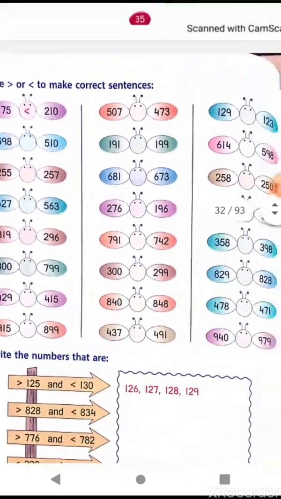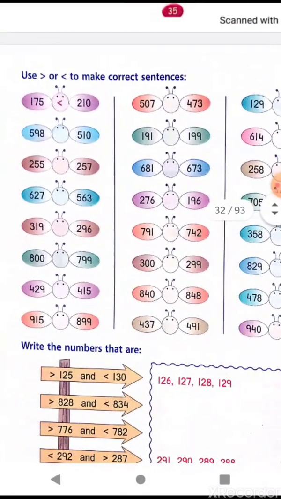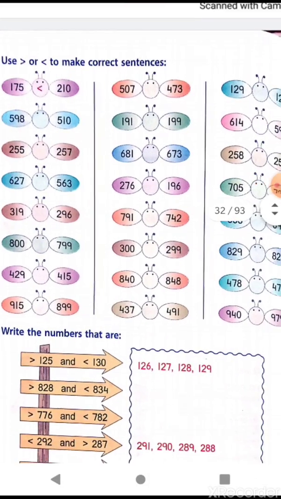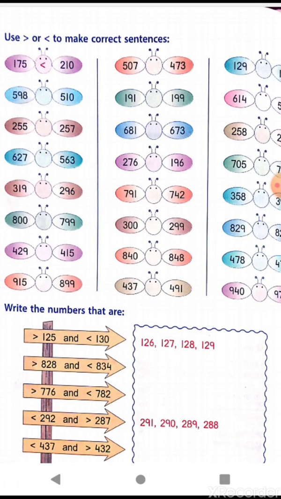Now, page number 36, the exercise is use greater than or less than to make correct sentences. So now you know how to compare the numbers. You can compare the numbers by checking the digits at ones, tens or hundreds place. And then the next exercise is write the numbers that are greater than a particular number and less than a particular number. That means you have to write the numbers that come between those two numbers.